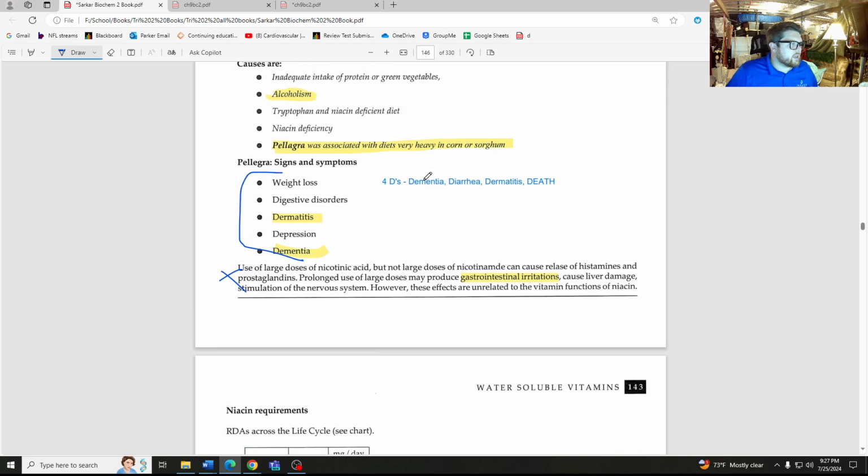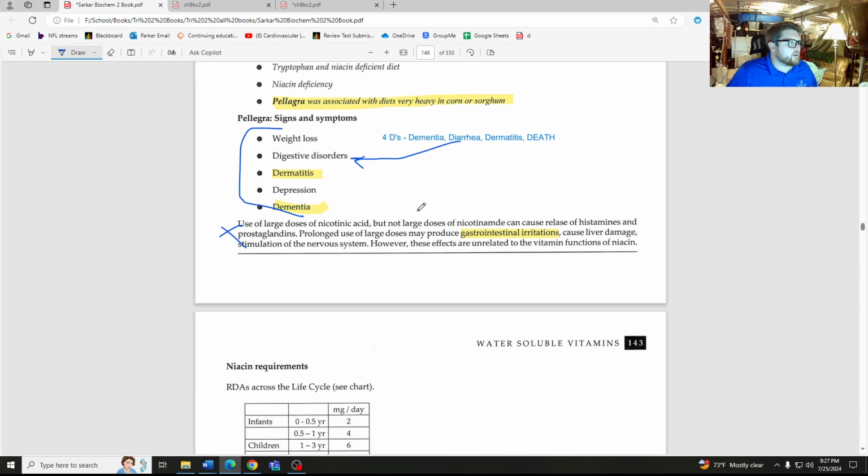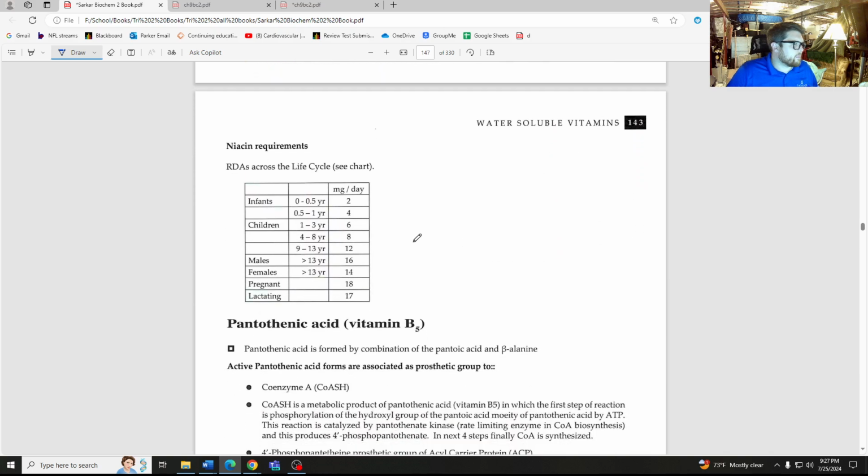These guys: dementia, diarrhea, dermatitis, death, weight loss, all of this stuff. Digestive disorders, there's the diarrhea. RDAs, again, don't worry too much about the RDAs. He's not going to ask many questions about that because it's super pointless specific memorization.